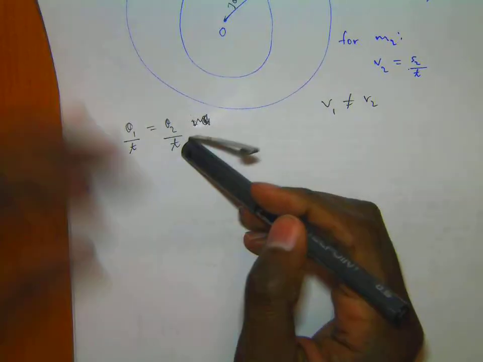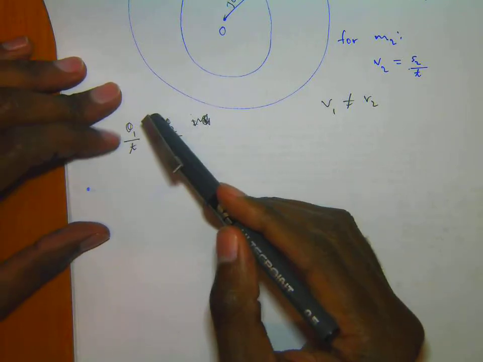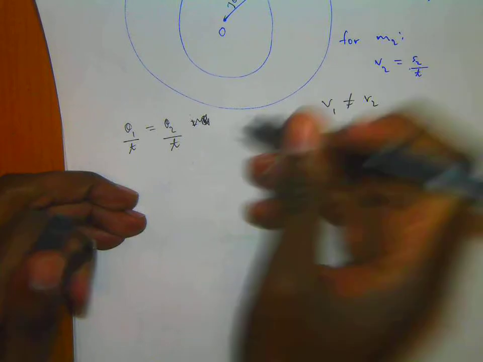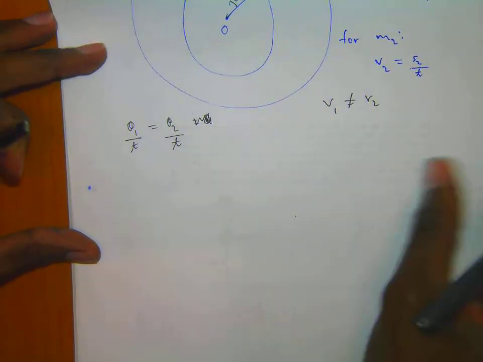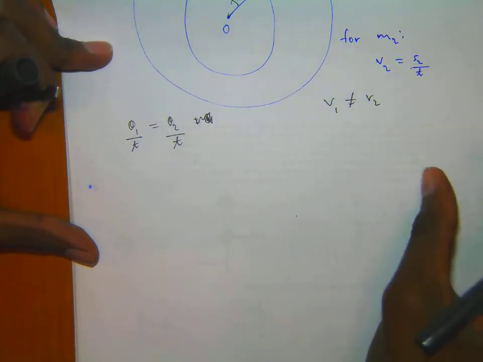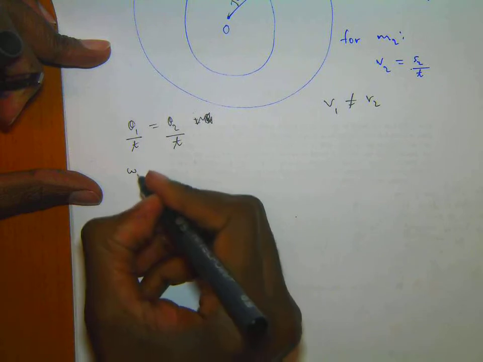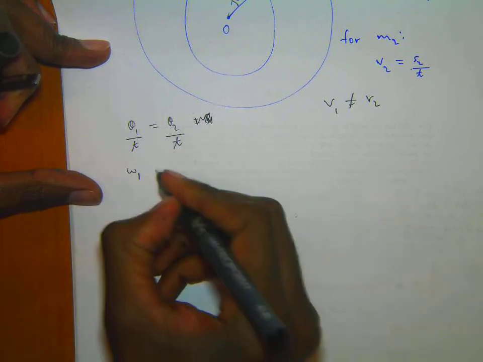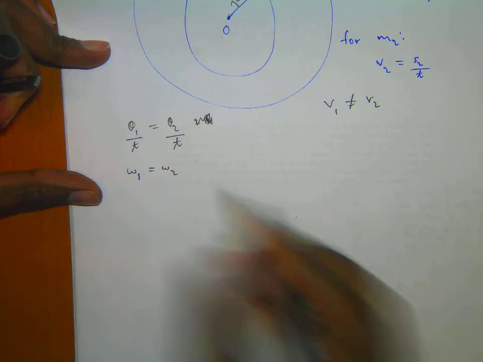But here, what did I define? So it's the angle divided by the time. So what is it? The angular speed. Is that okay? And the angular speed is called omega. So for theta 1, for M1 it's omega 1, for M2 it's omega 2. Is that okay?